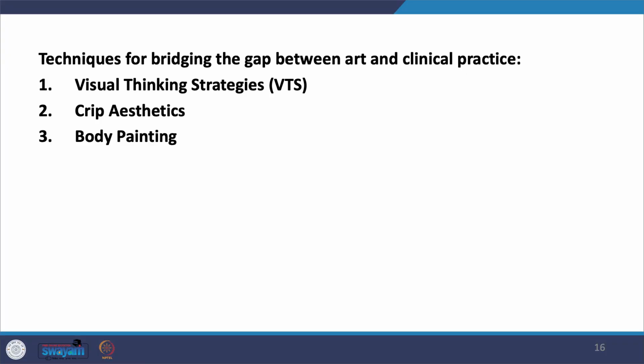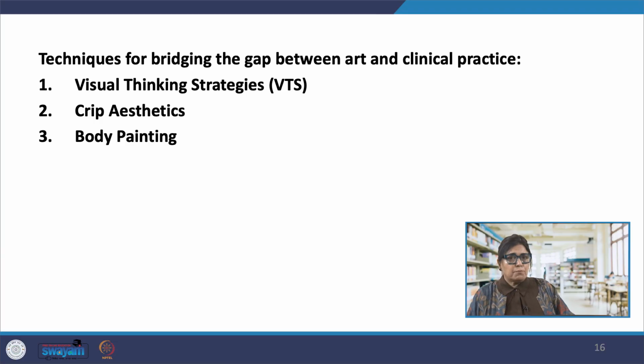Second, crip aesthetics, a modern movement led by disabled artists such as Carrie Lazard that politicizes sickness, using art to critique the social and political barriers of disability rather than just personal suffering. Third, body painting, used as a creative tool to teach anatomy, helping students visualize the spatial relationship between the skin surface and underlying internal structures.